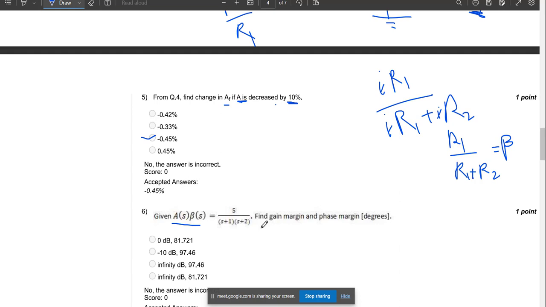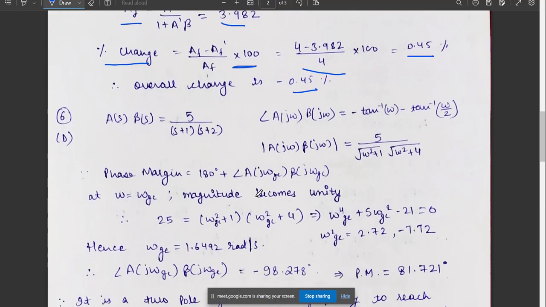Okay, so now let's try to solve this question. It's asked, given A(s) beta(s) is equal to 5 upon (s plus 1)(s plus 2), find gain margin and phase margin in degrees. Okay, so let's go ahead.